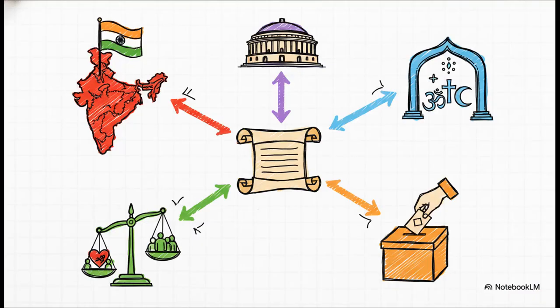Now, the preamble kicks things off by defining what India is, using 5 really powerful words. It's sovereign, meaning India is in charge of its own destiny. Socialist, which points to a goal of fairness and equality for everyone. Secular, meaning the government doesn't play favorites with religion. Democratic, because the people are the boss. And a republic, which means the head of state is elected, not born into it. These 5 ideas are the absolute foundation.